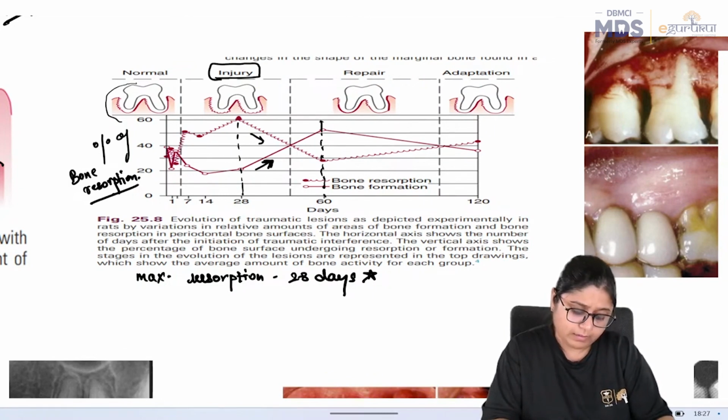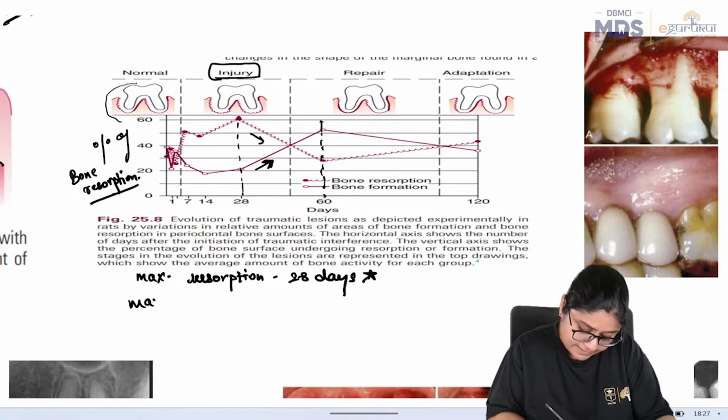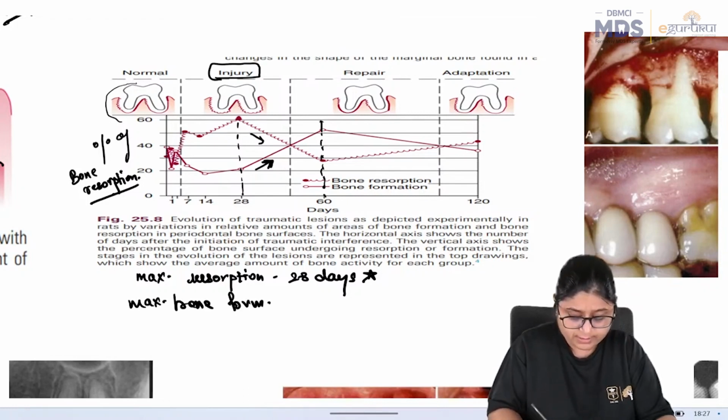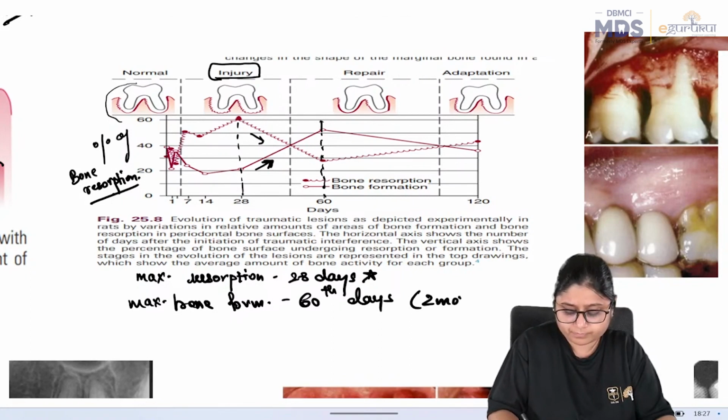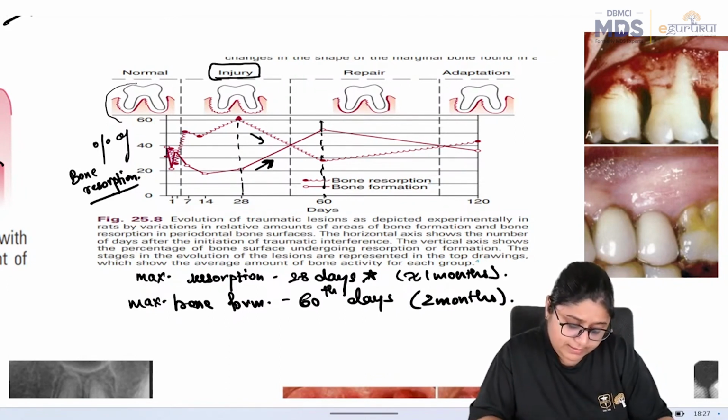Okay. On day 60, there will be maximum bone formation stage. Day 60 means 2 months, approximately 1 month more. Now, what will happen after this in the stage of repair?